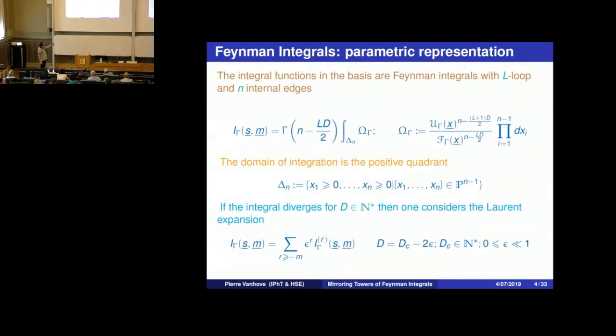So essentially everything I'm going to say is after having extracted the coefficient of the Laurent expansion, so I'm working with finite quantities. And when I discuss some classes of graphs, I will select graphs that are just finite, so I don't have to do this expansion, but you can do it as well.